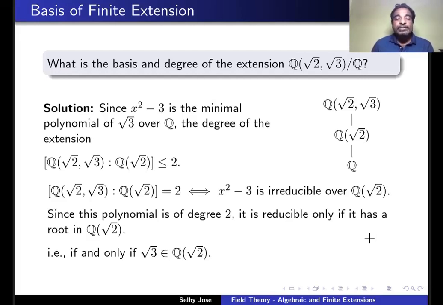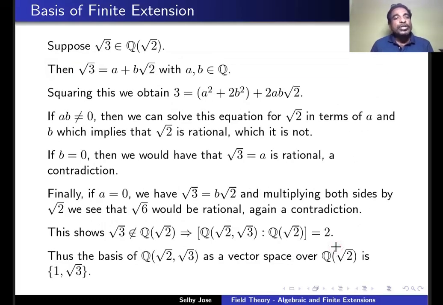Because x square minus 3 has degree 2, it is reducible only if it has a root in Q(root 2). And that is possible if and only if root 3 is in Q(root 2). So, suppose root 3 belongs to Q(root 2). Then we can write root 3 is equal to a plus b root 2, where a and b are in Q. After squaring we get 3 is equal to a square plus 2b square plus 2ab root 2.